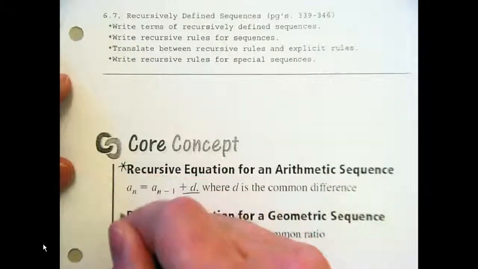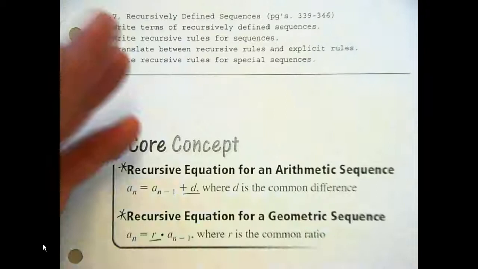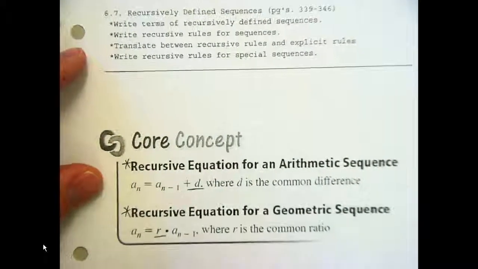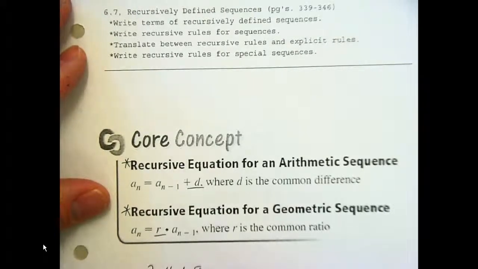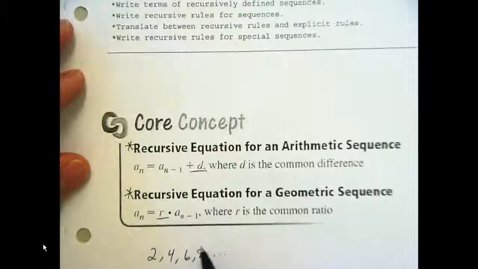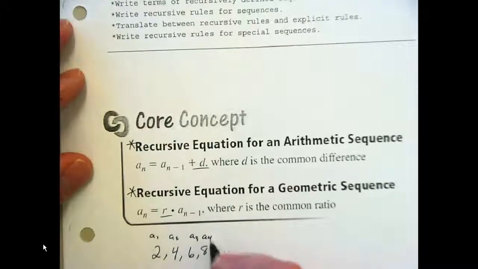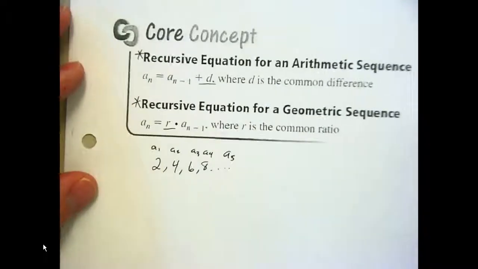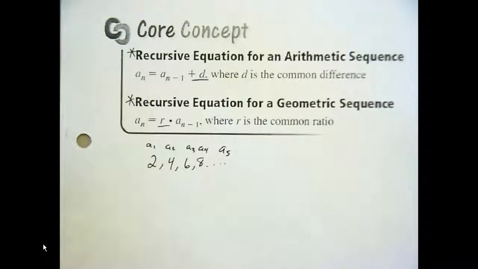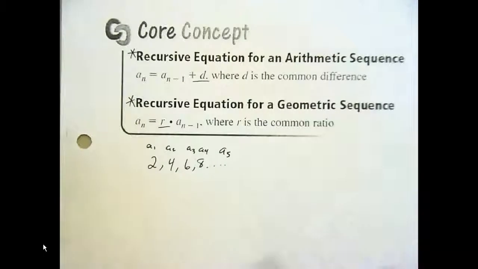The recursive formula is just a way of saying, hey, the next term in my sequence is this. So if I gave you the sequence 2, 4, 6, 8, and so on, I know this is a sub 1, a sub 2, a sub 3, a sub 4. If I wanted to know what a sub 5 is, most of you would just say, I'm going to add 2 more and I'm going to get 10. Right? That's the easy way to do it.